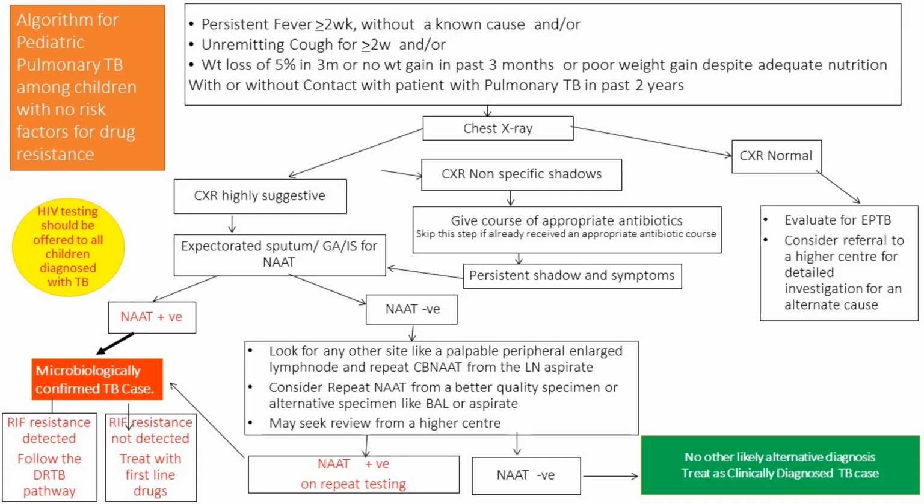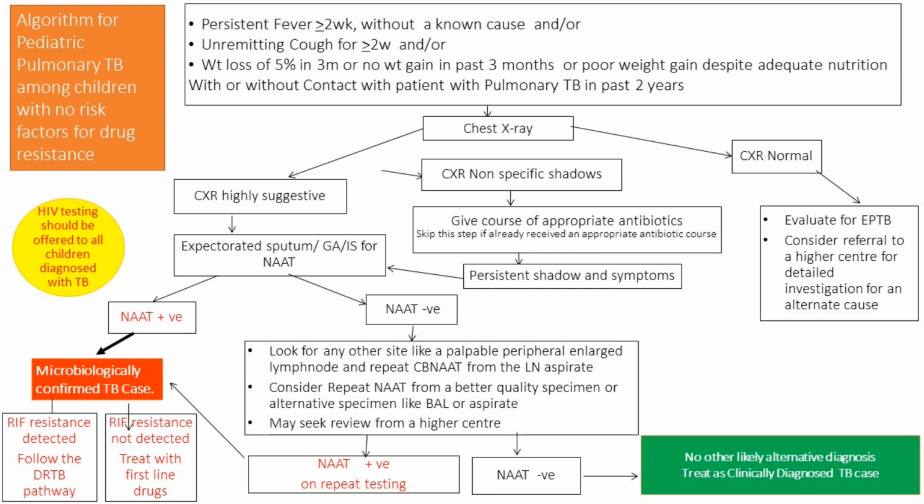Now, how do we diagnose pediatric pulmonary TB? This is an important chart, and I'm going to spend some time. Whenever you have a patient who has fever for more than 2 weeks, cough for more than 2 weeks, weight loss, with or without a contact with pulmonary TB, you're suspecting TB clinically. The first thing to do is a chest X-ray. If it is highly suggestive, such as miliary TB or fibrocavitary TB, you do a sputum, a gastric lavage, or an induced sputum and send it for Genexpert.